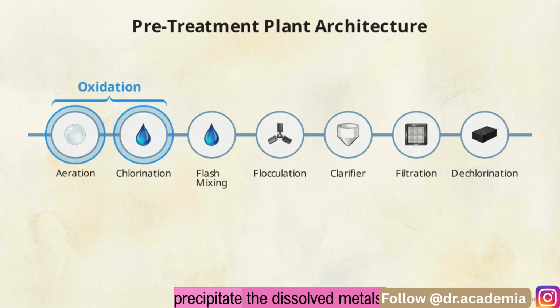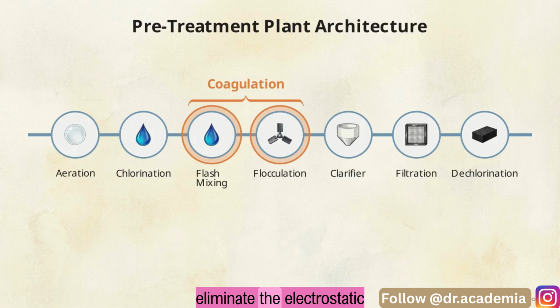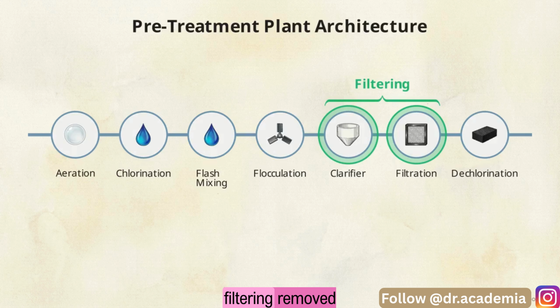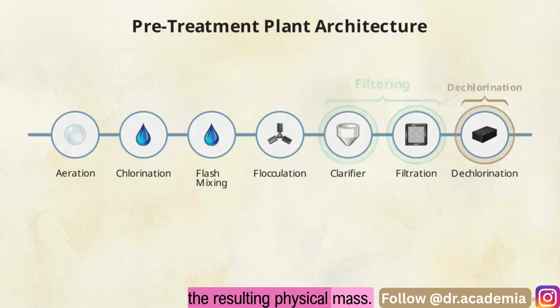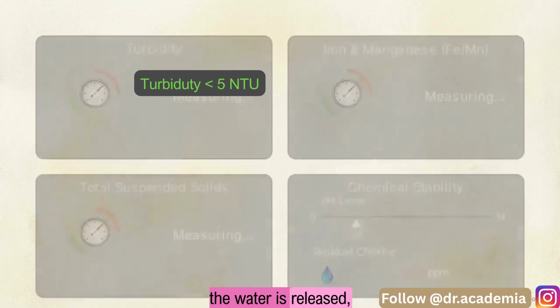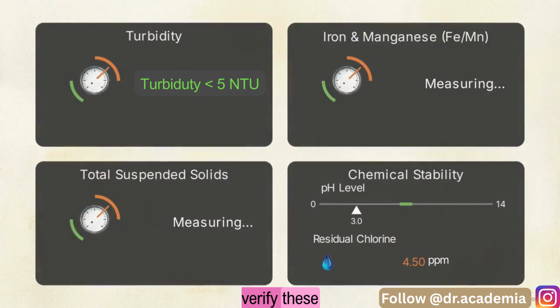Oxidation was required to precipitate the dissolved metals. Coagulation was required to eliminate the electrostatic repulsion of the colloids. Gravity and differential pressure filtering removed the resulting physical mass. Before the water is released, the shift engineer must verify these strict numerical targets. Turbidity must be below 10 nephelometric turbidity units, NTU, and total suspended solids must be below 10 milligrams per liter.